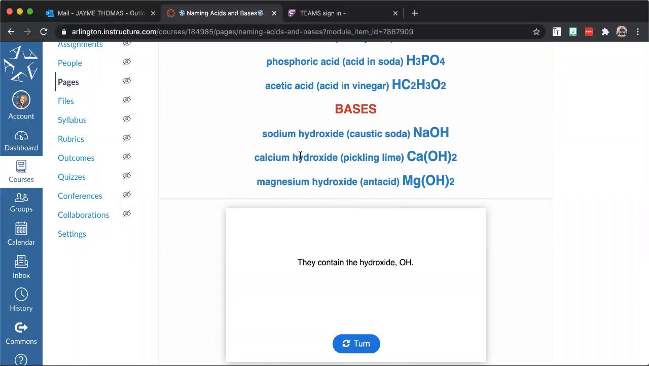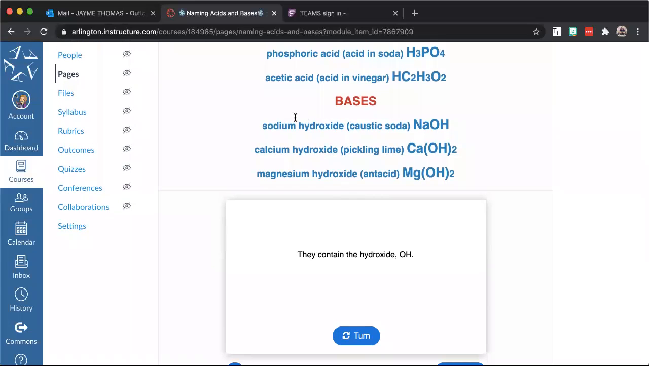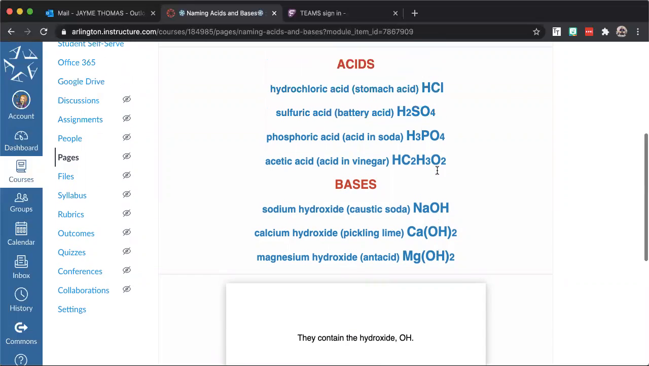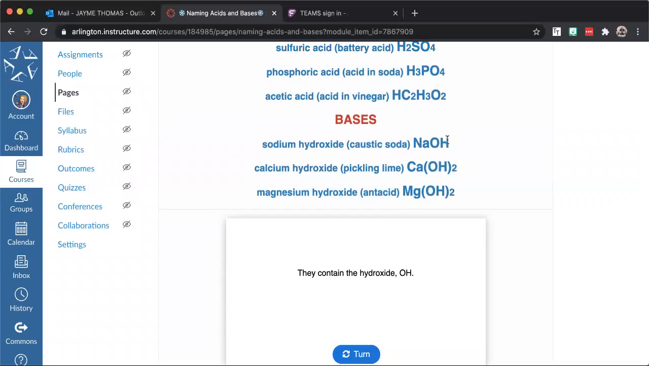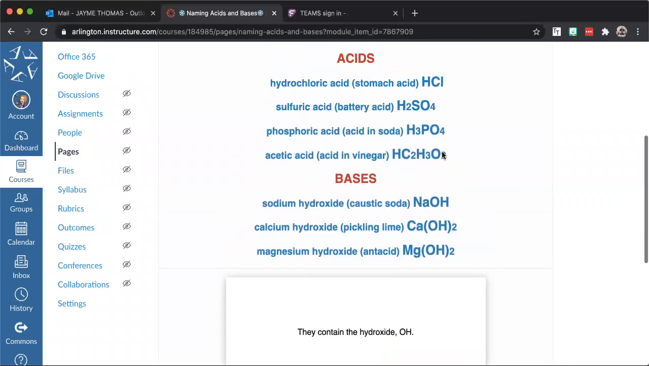It's all like a metal and hydroxide. So it's sodium hydroxide, calcium hydroxide, magnesium hydroxide. If you look at a chemical name and it says some metal and then hydroxide, you should know that's a base. Or if you look at a formula and it's a metal with OH, you should know that's a base. So the acids will say acid in the name, or the formula will start with hydrogen. The bases, the name will be a metal and hydroxide, or the formula will be a metal and then OH, which is hydroxide. That's the pattern they all follow.